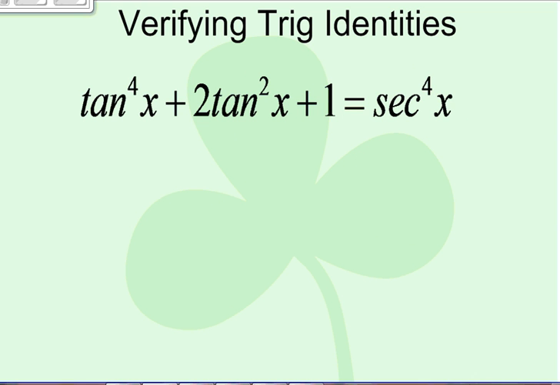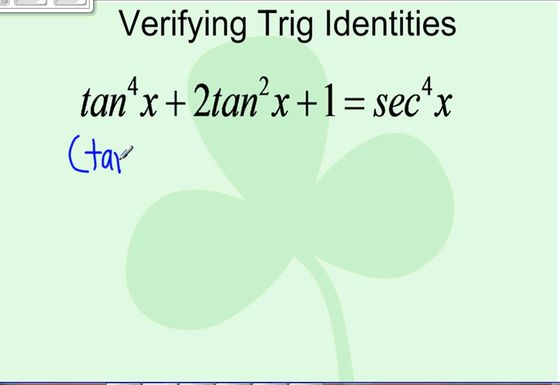All right, so I'm looking at my left side and my right side. I have tan to the fourth x plus 2 tan squared x plus 1 equals secant to the fourth x. Now the right side to me looks a lot prettier than the left side, so I'm going to try to work with the left side to see if I can get it down to the right side. And I'm seeing that I can factor the left side because I have a fourth power and a second power there. So I'm going to rewrite this side factored.